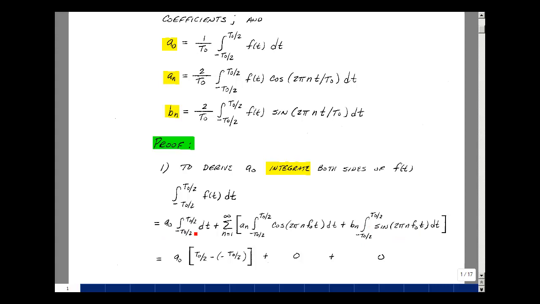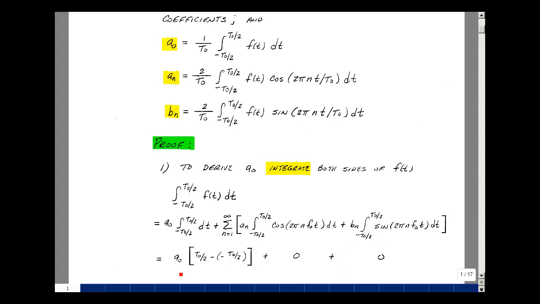The integral of 1 dt is just t, evaluated at the upper limit minus the lower limit. That's this term minus this term. And the integral of the cosine function over a period is just equal to 0. It's above 0 as much as it's below 0 in one period, even if there are multiple cycles per period. The same is true for the sine wave.